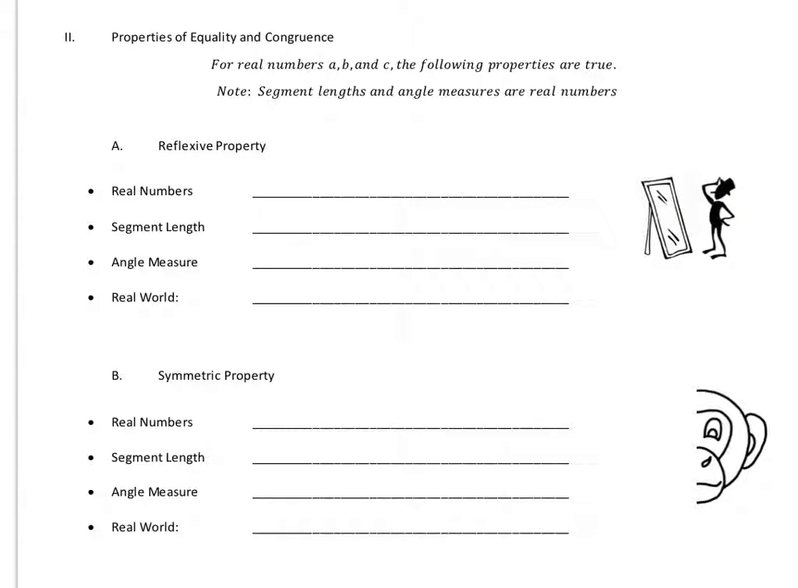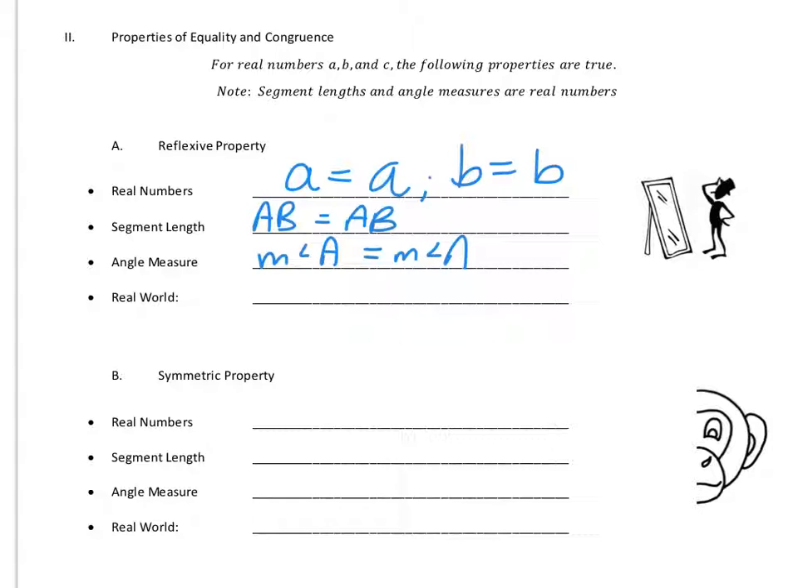This tutorial discusses additional properties of equality and congruence, such as reflexive, symmetric, and transitive. For real numbers a, b, and c, the following properties are going to be true. And note that segment lengths and angle measures are real numbers. The reflexive property means a equals itself, or b equals itself. In segment length, segment AB equals itself. The measure of angle A is equal to itself.